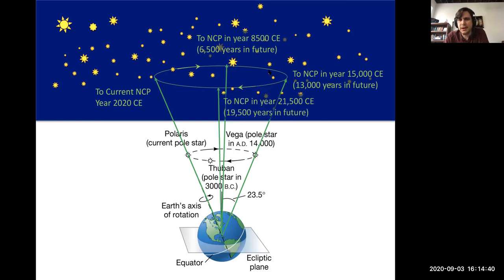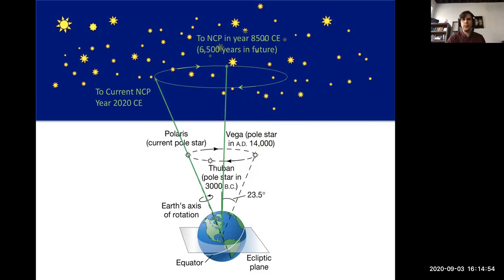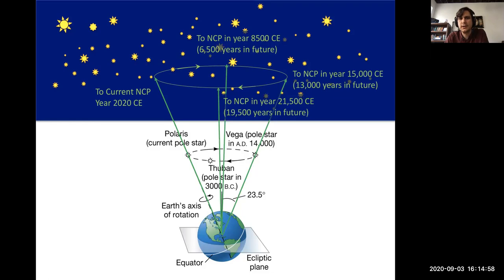And then another quarter of a turn, so 6,500 years later, the North Celestial Pole will be here on the celestial sphere. So we're three quarters of the way through the wobble, and then it'll be back to Polaris. So where the North Pole points on the celestial sphere is wobbling around and around and around.